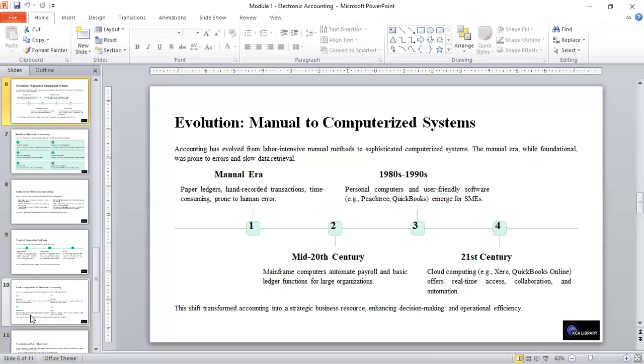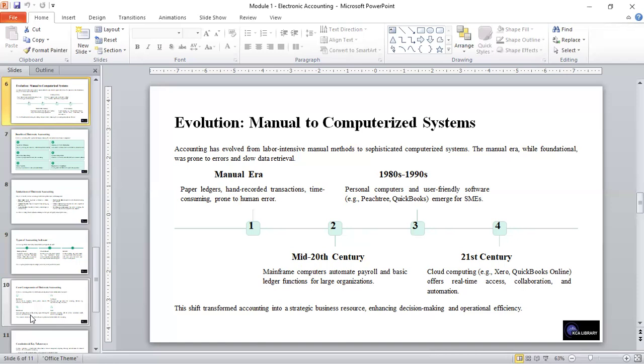We also move to the 1980s to 1990s era, which is characterized by personal computers and user-friendly software. An example of this is Peachtree and QuickBooks, and these emerged for small and medium-scale enterprises.